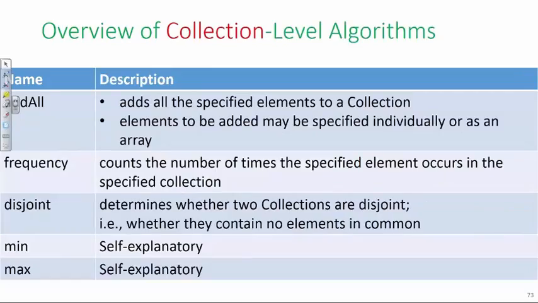And then we have just a few methods that are going to work regardless of your collection. So not only list, pretty much. So addAll, we already saw that one. Frequency does exactly what you expect. It's going to tell you how many times a given element occurs in a list. Disjoint is going to test whether two collections contain the exact same elements or not. Min and max, again, self-explanatory, find the smallest or the largest element.